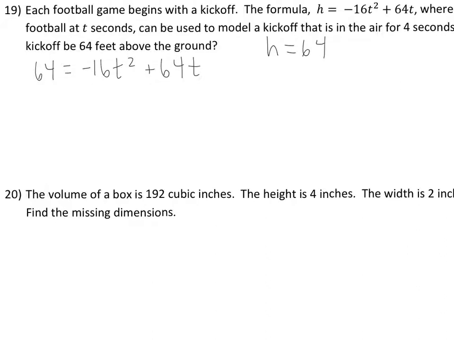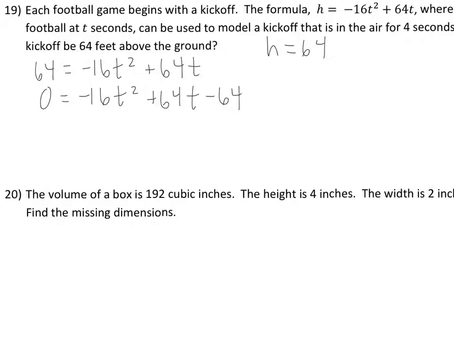Now, this is a quadratic equation that we need to solve because we want to figure out what's the time, what's t, when the football is at 64 feet above the ground. So in order to solve this, we have to get this equation equal to 0. So I'm going to move that 64 over and get 0 equals negative 16t squared plus 64t minus 64. Again, I move that 64 to the other side of the equation.